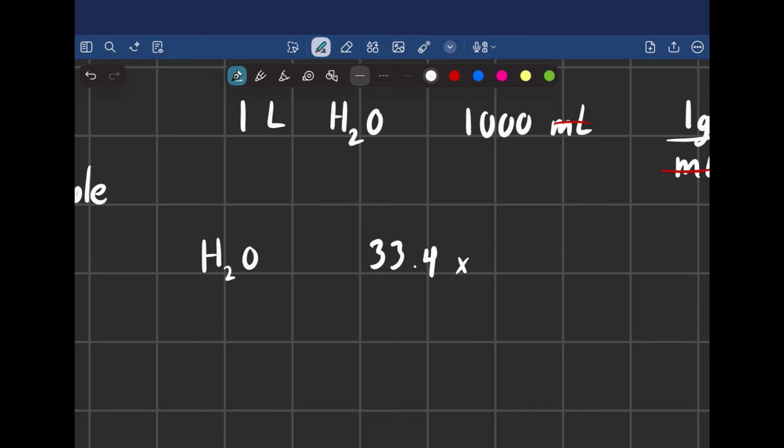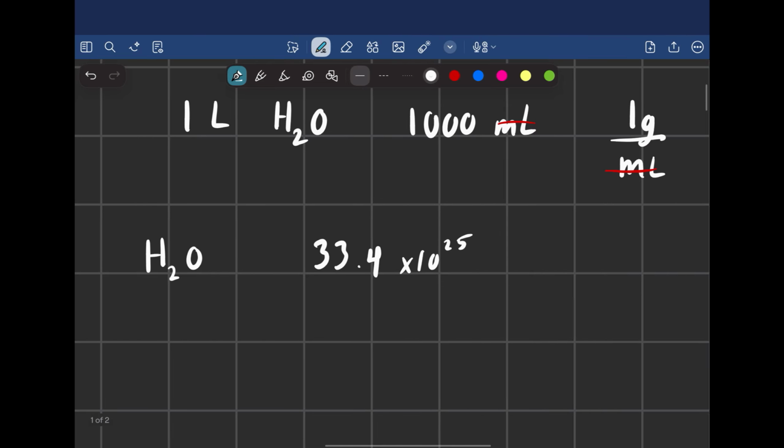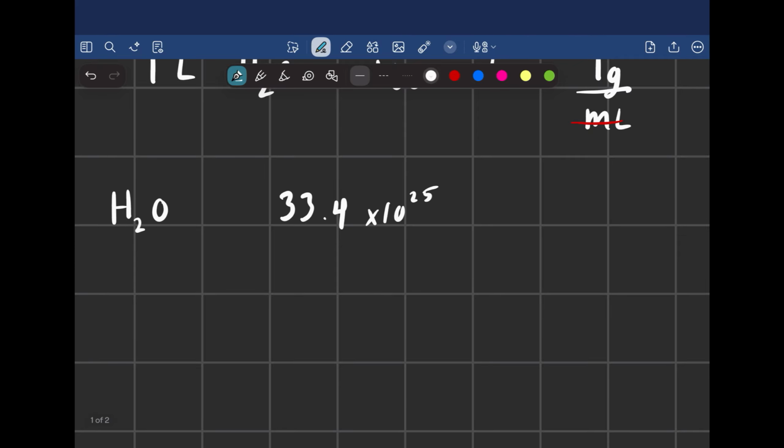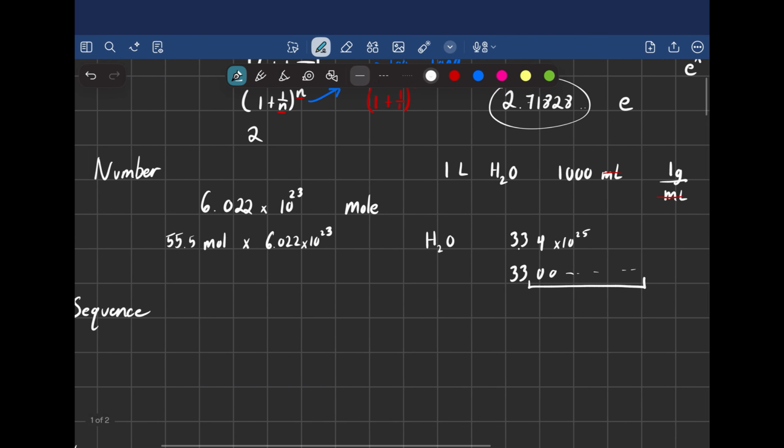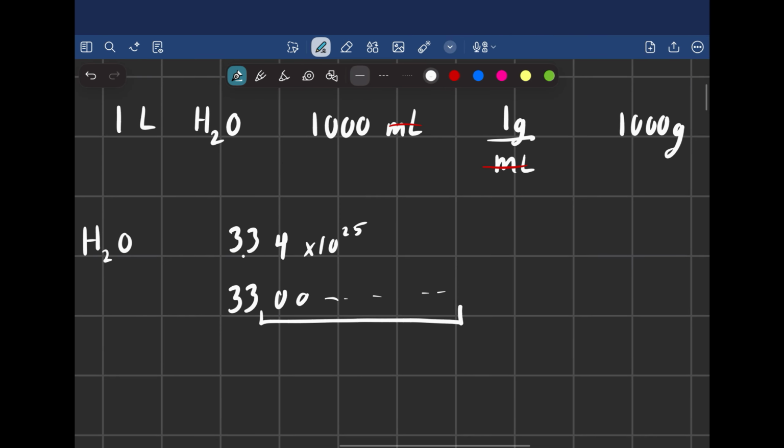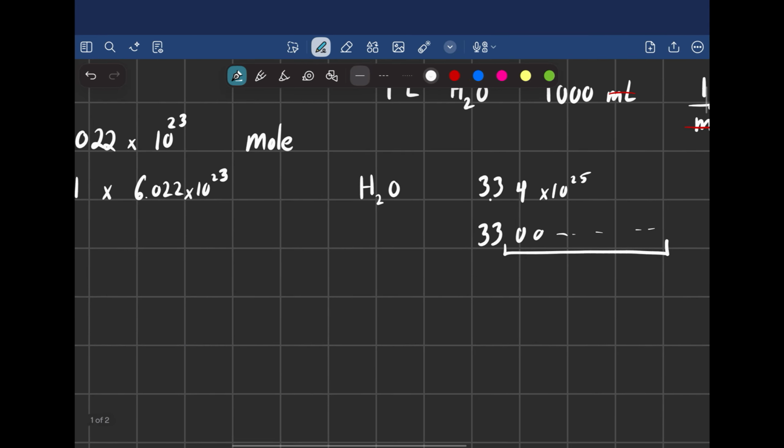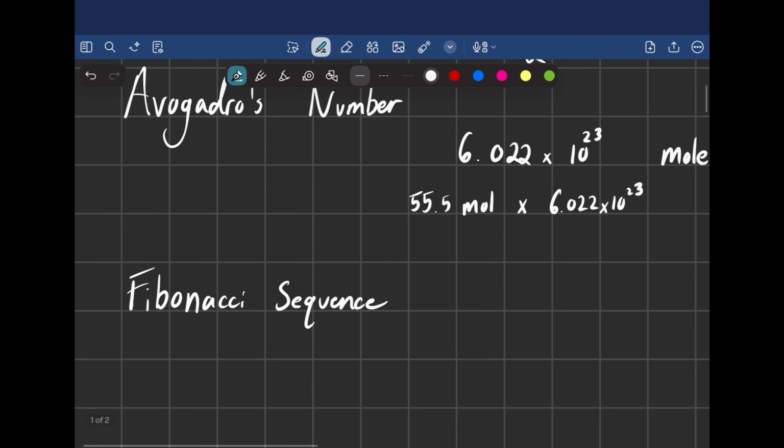33.4 times 10 to the power of 25, which is 33 with 24 zeros. I put the decimal place here wrong. But there's 24 zeros in this number. And that's just an approximation. There's a lot more, but we're making it even easier for us to calculate. But there's a lot of zeros. And that's how we can calculate.